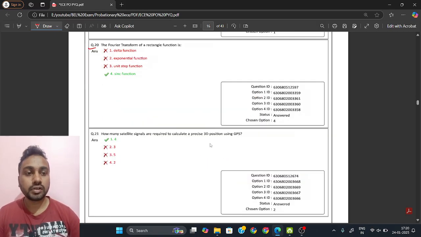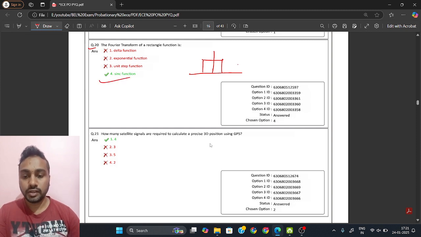Okay. Fourier transform of a rectangle function. If you see the Fourier transform of a rectangle function, generally it is called the sinc function. Option D will be your right answer. The sinc function is the Fourier transform of the rectangular function.